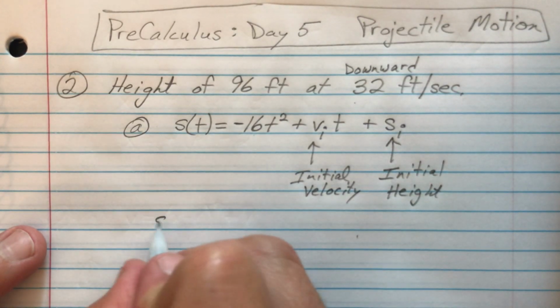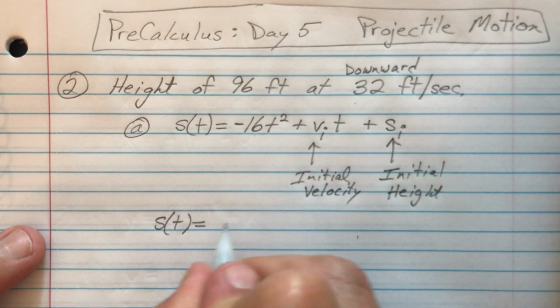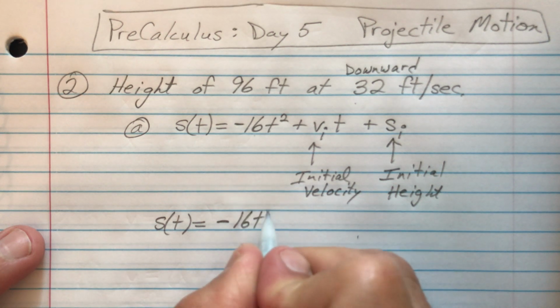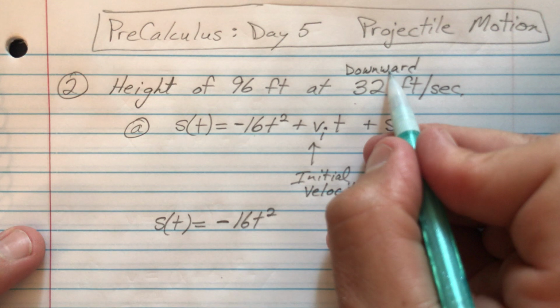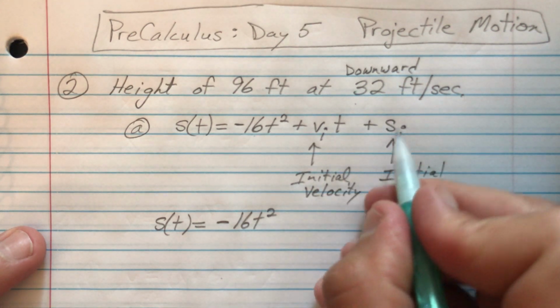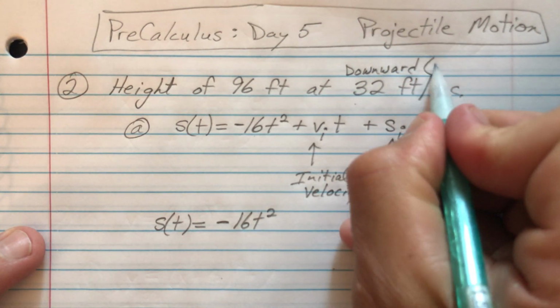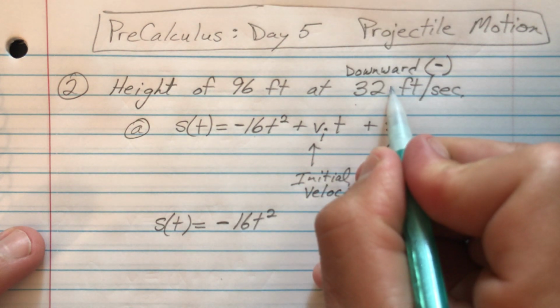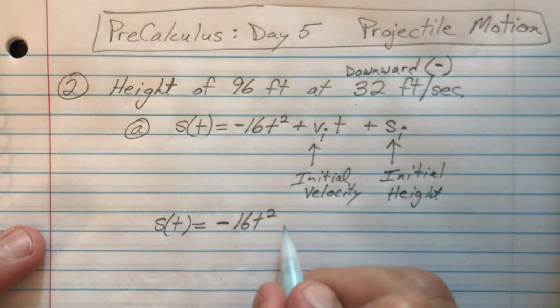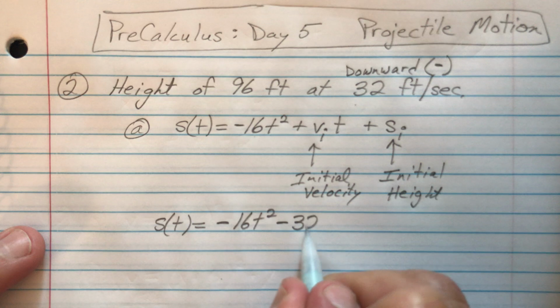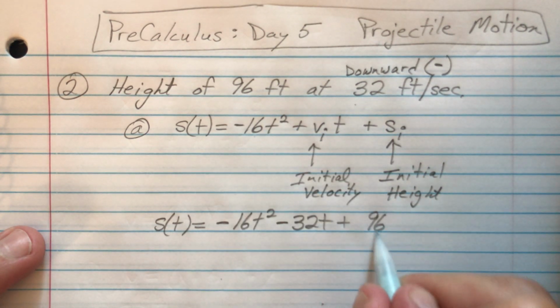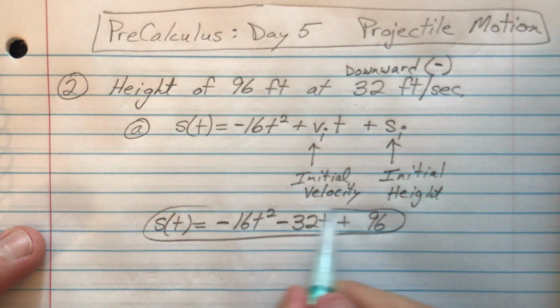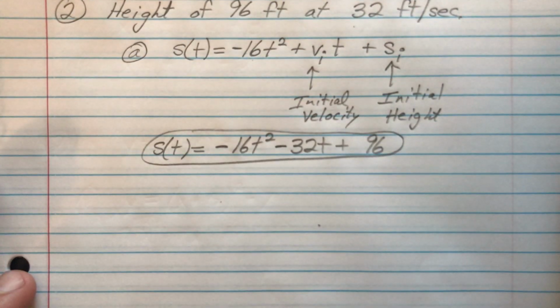So all you do is you fill in the numbers. Be very careful. V sub I is negative if it's downward. If it says it's being launched upward, V sub I would be positive. So this is negative 32 t plus the initial height, which is 96. So that equation is going to be used for most of the problem.